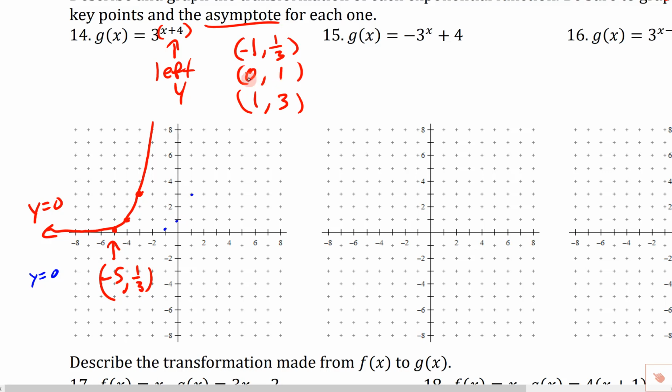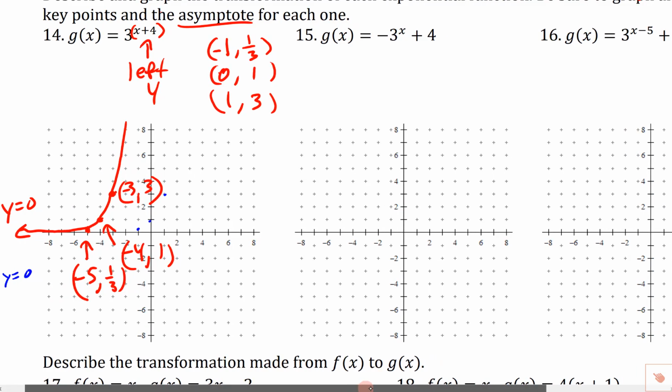This one right here was 0, 1. We moved it back 4 units, so this is going to be -4. So that one right there is -4, 1. And this one we moved back 4 units. We didn't change the y value at all. So this is -3, 3. Okay, so we've got those labeled and we've got the asymptote labeled. So we're in good shape there.